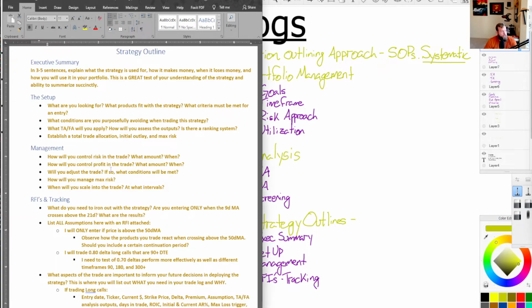Same thing for adjustments. When are you going to adjust the trade? When are you going to scale into the trade like we were talking about here? What kind of things do you like to look for? So for example, if I'm trading short puts and they're cash secured puts, if I see a 5% move in the underlying down or up, I'm going to analyze.